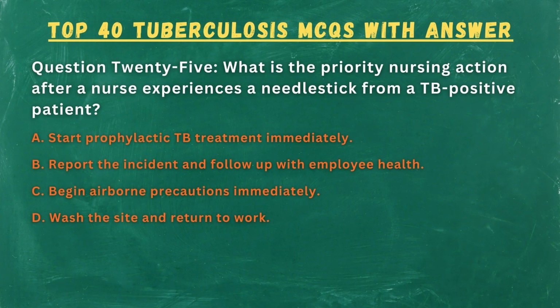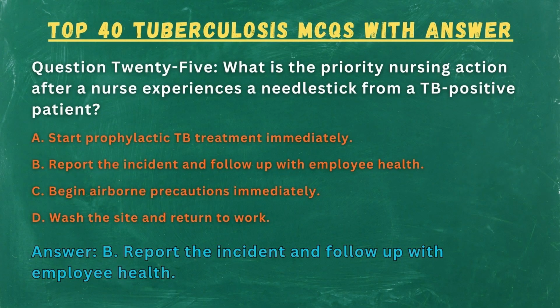Question 25. What is the priority nursing action after a nurse experiences a needle stick from a TB-positive patient? A. Start prophylactic TB treatment immediately. B. Report the incident and follow up with employee health. C. Begin airborne precautions immediately. D. Wash the site and return to work. Answer: B. Report the incident and follow up with employee health.